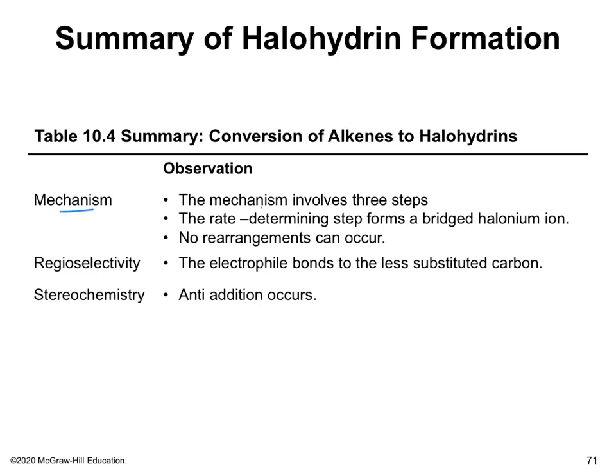So this mechanism is a 3-step. You have to make the bridged halonium ion. There's no rearrangements that occur because of this bridged halonium ion. And then the nucleophile is going to attack the more substituted carbon, actually, and you get anti-addition.